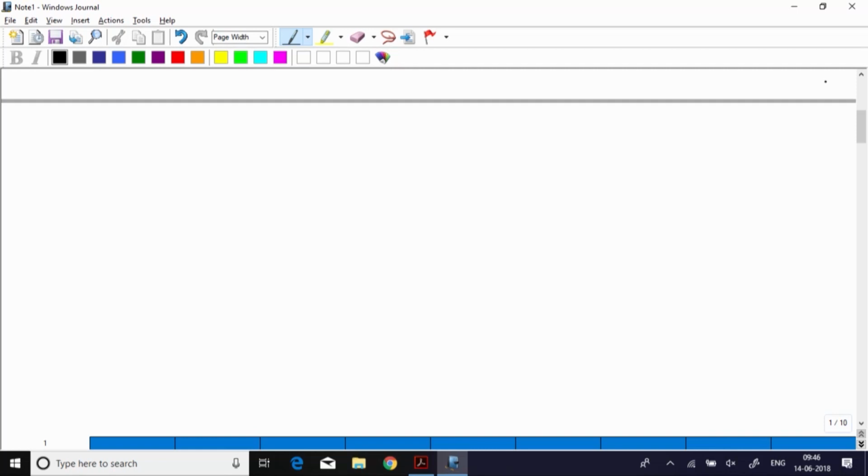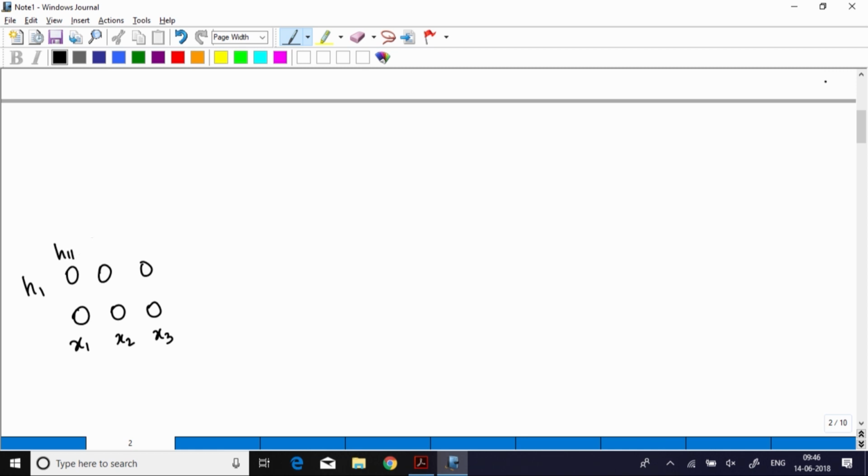So let's look at that, right? So what I'm saying is, let's consider a very simple case where you have 3 input neurons. You have X1, X2, X3. And in the first hidden layer, which I'm going to call H1, okay, you have again 3 neurons. So each of these guys, I'll call them H11, H12, H13. Is that fine? Okay. Now what's the dimension of the weight matrix here?